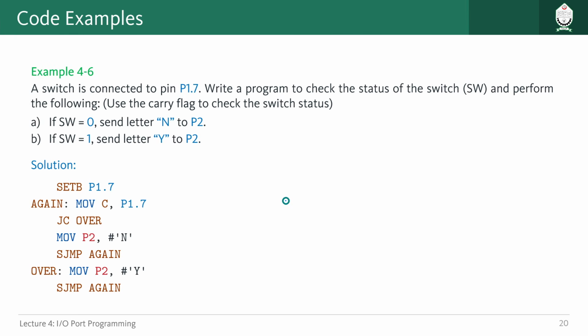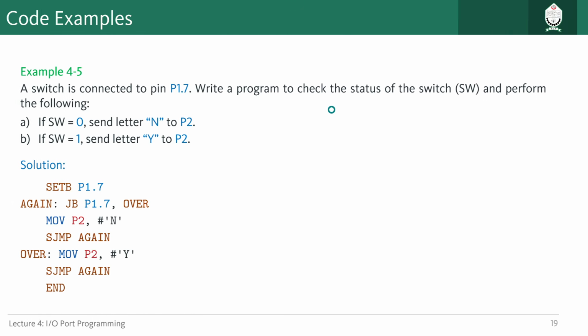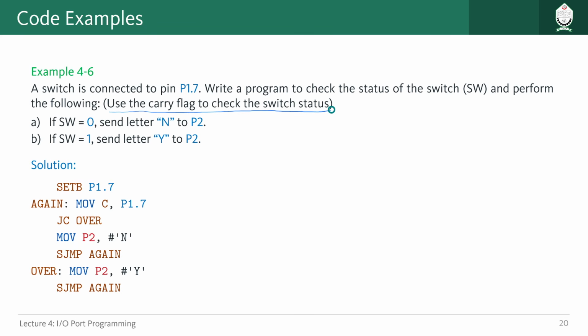So 4.6, again the same problem, but here what they have said is use the carry flag to check the switch status. So instead of what we have done in the previous case, we have to use the carry flag. Not that difficult. So again we have written logic 1 to our pin to make it an input pin. Then whatever signal we are getting as input on pin 1.7 will be moved to the carry bit.